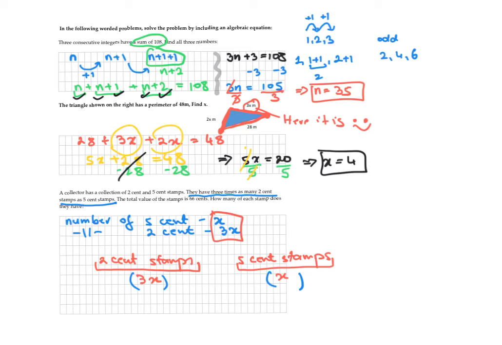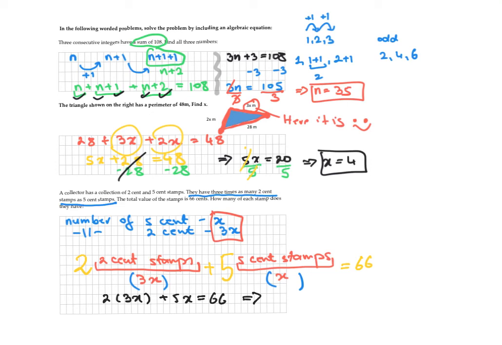How many do we have? But we also know that each one is worth 2. So therefore, we have to go 2 times the number of 2 cent stamps, plus each 5 cent stamp is worth 5 cents, so 5 times the number of 5 cent stamps, and all of this is equal to 66. Now, what I'm going to do next is simplify. So 2 times 3x plus 5 times x is equal to 66.